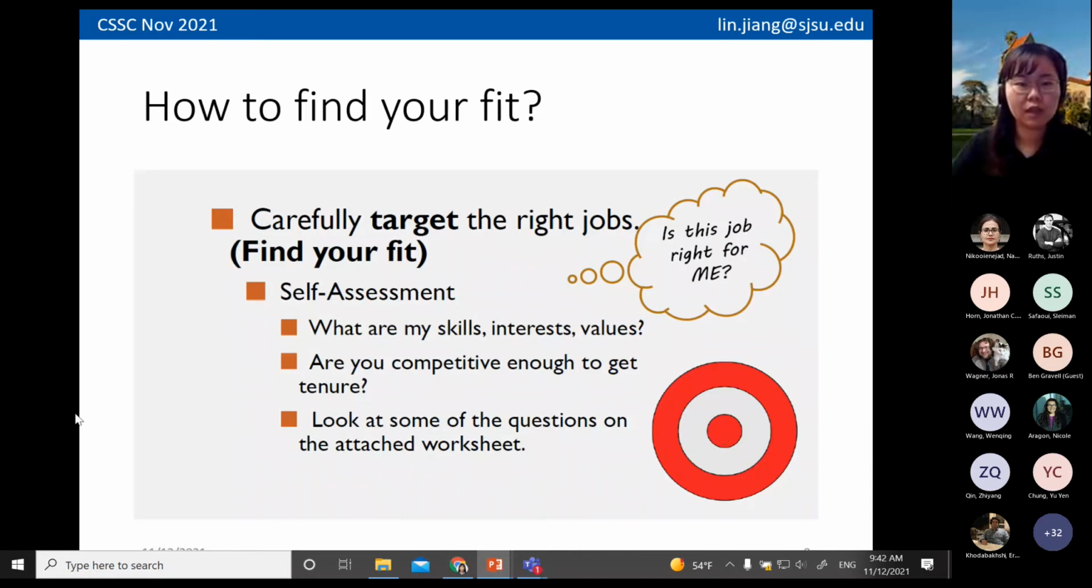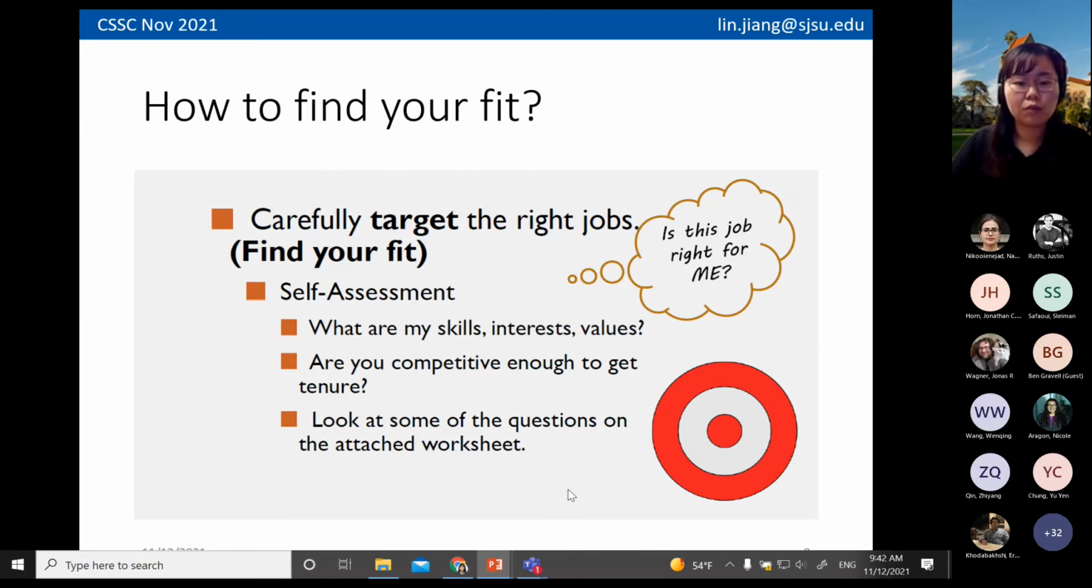Okay, so next is how to find your fit. We want to carefully target the right jobs. Is this right for me? What are my skills? What are my interests? What are my values? And are these competitive enough to help me get tenured? This is also very important for the hiring committee. They want to hire somebody and keep them in their department for at least 6 years.